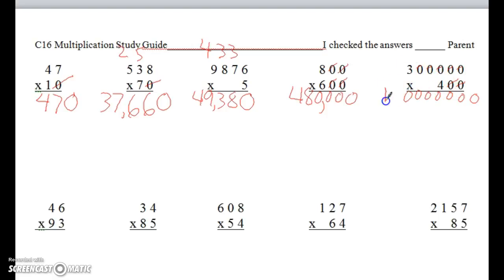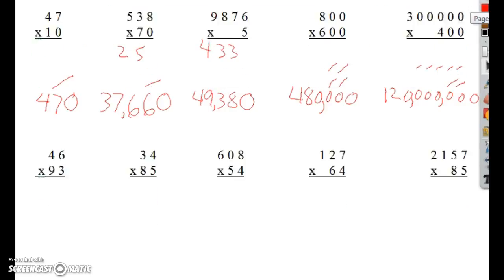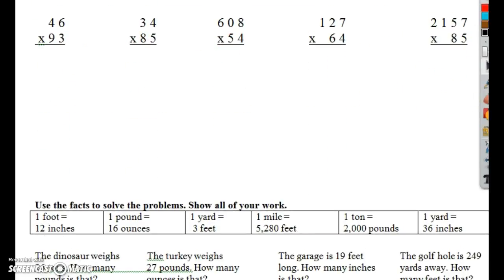And the only thing left is 4 times 3 is 12. Put my commas in. 1, 2, 3, 120 million. Scrolling up.